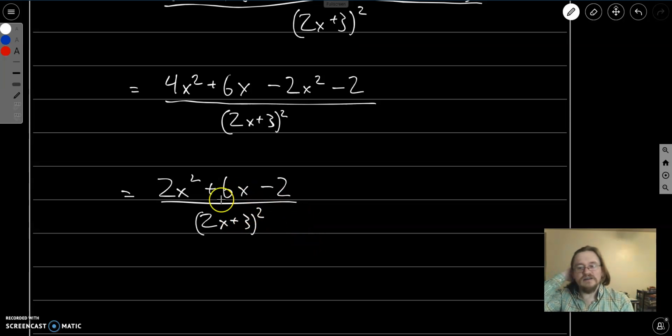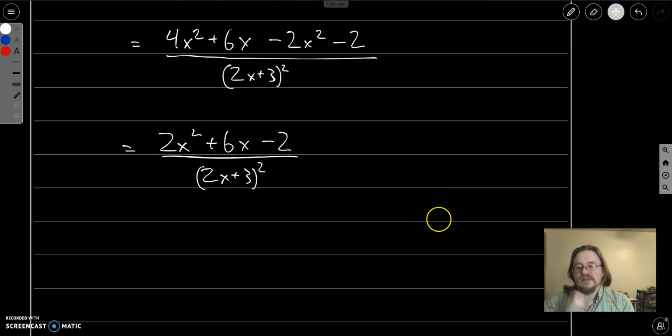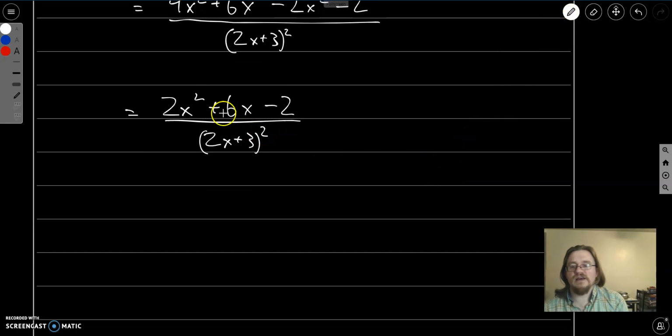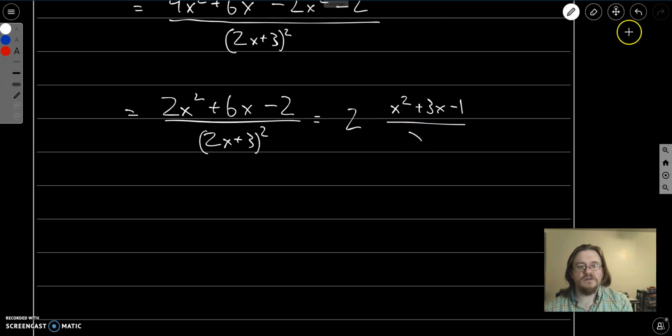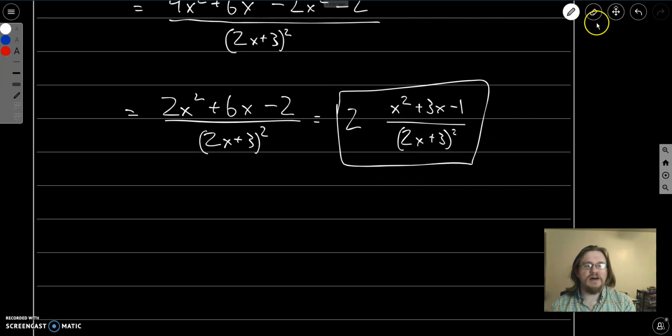At the moment, I think this will be almost as simple as I can make it. I could, for instance, pull a 2 out of the top. So this is going to be 2 times x squared plus 3x minus 1 all over 2x plus 3 quantity squared. The top up here won't factor. There's nothing that multiplies together to get -1 that adds up to plus 3. So this is as simple as I can make it. And that's all there really is to the quotient rule.